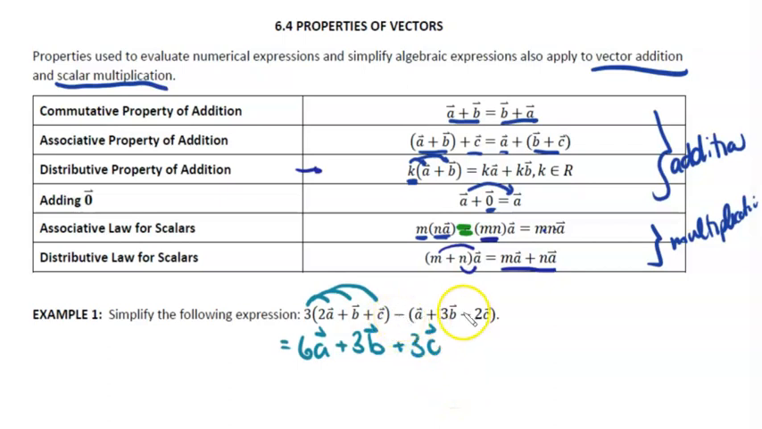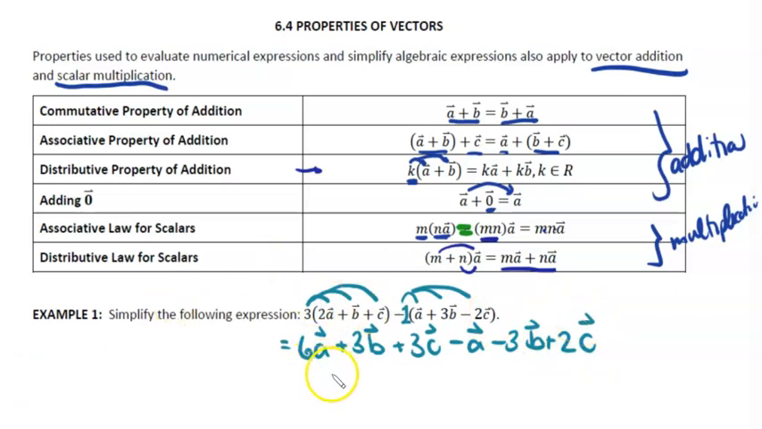Then we have minus this second bracket. Usually it would be in the form of a polynomial, but now it's in the form of addition and subtraction of vectors. So let's distribute this -1 into the second bracket. We're going to have negative vector a, -3 vector b, and -1 times -2 vector c is +2 vector c.